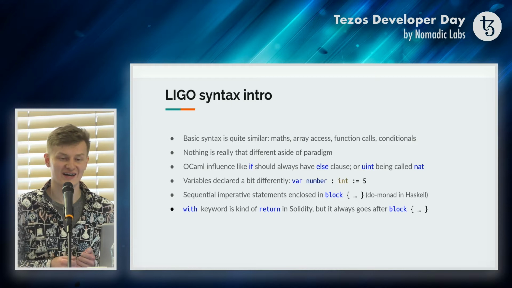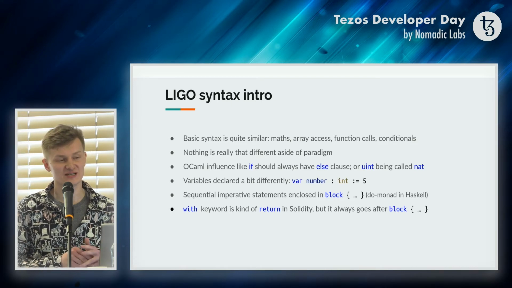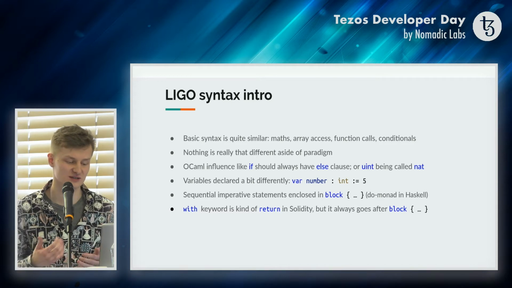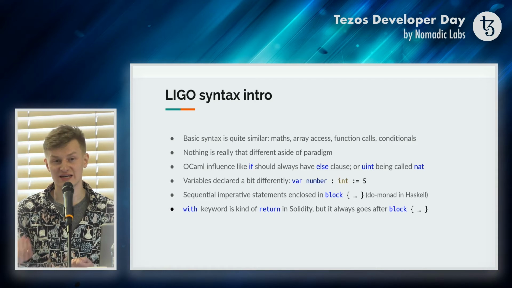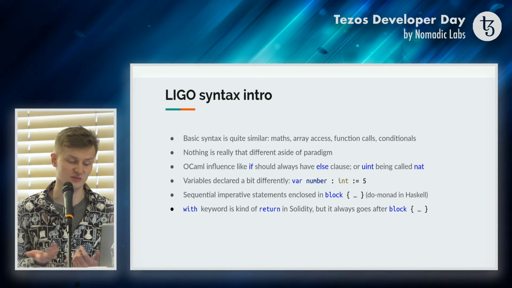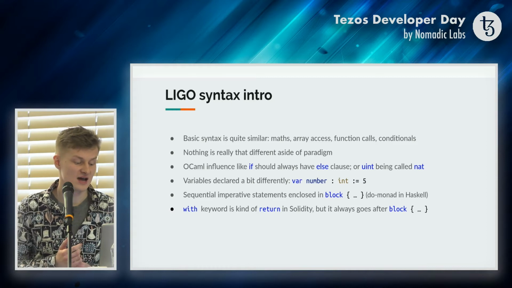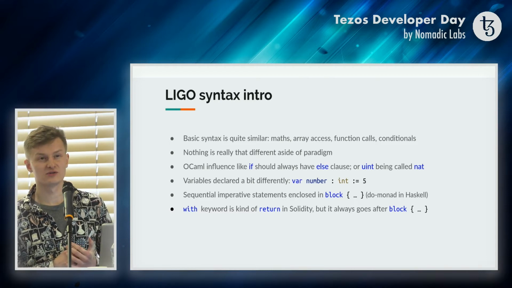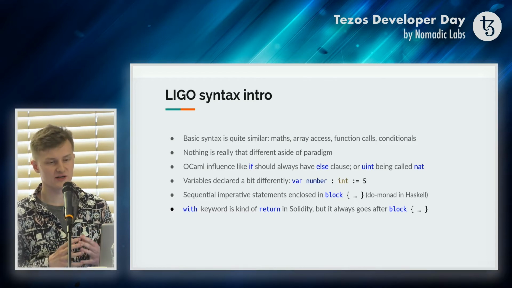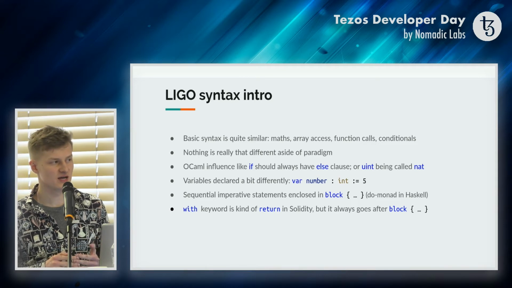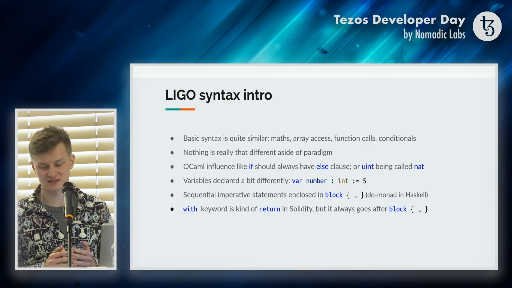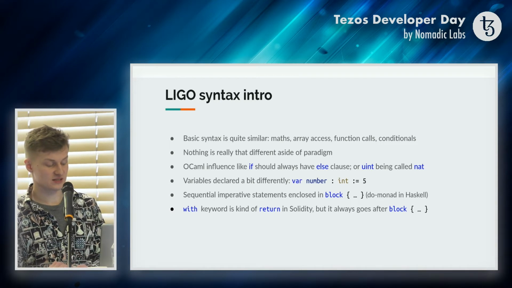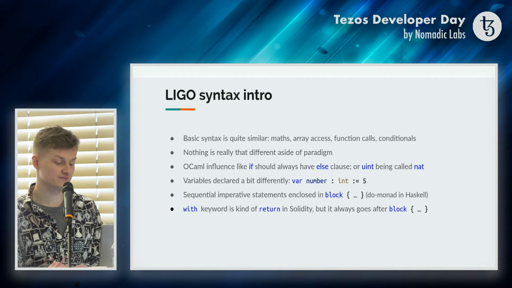So you have, for example, such quirks like if is always followed by else, and you have to put skip operation if there is no else clause. Or, for example, uint is being called nat. It comes from natural. It means natural number, basically unsigned. So somewhat different variable declaration. And you have to enclose your imperative statements into blocks. If someone is familiar with Haskell, it's similar to do notation. And for example, with keyword is something similar to return in Solidity.